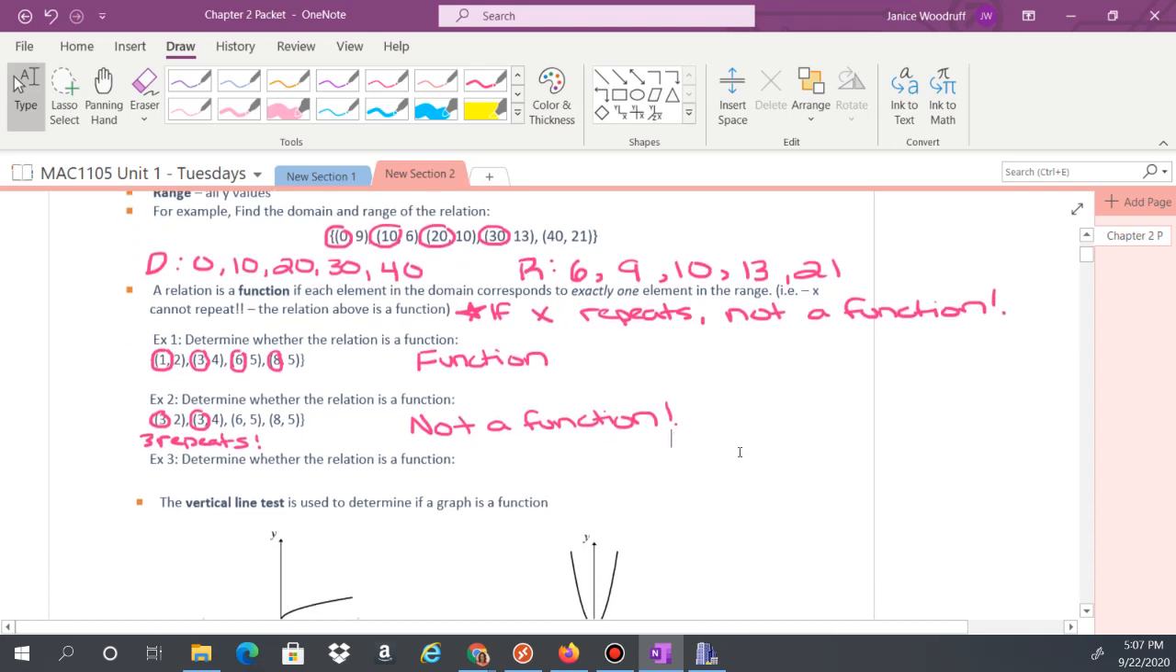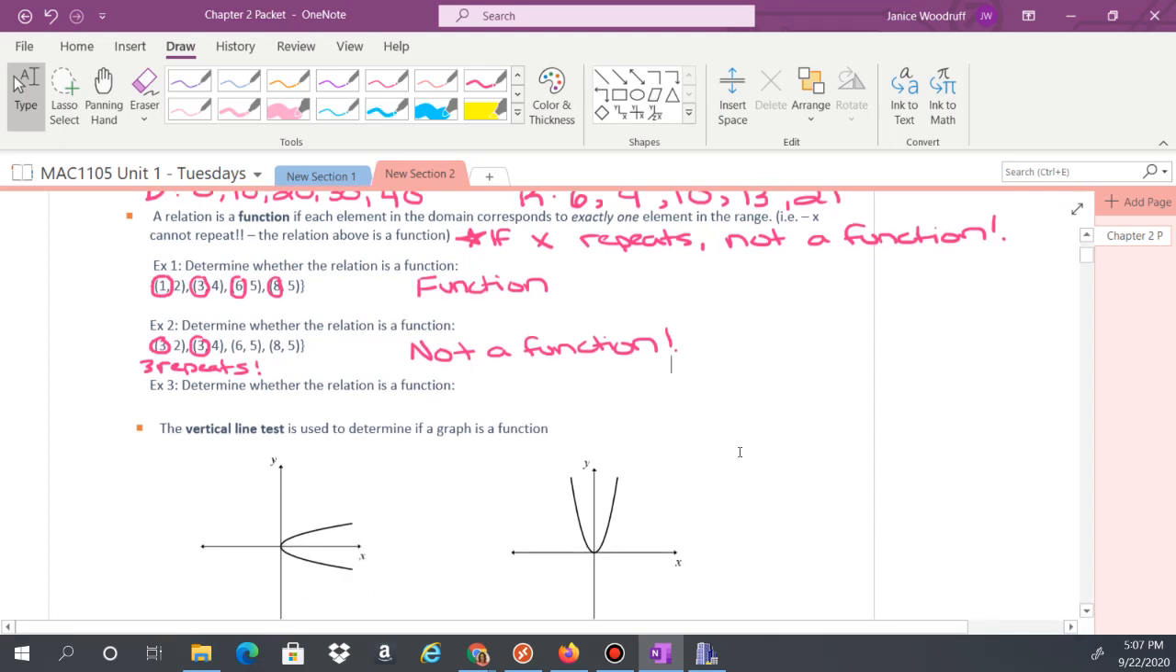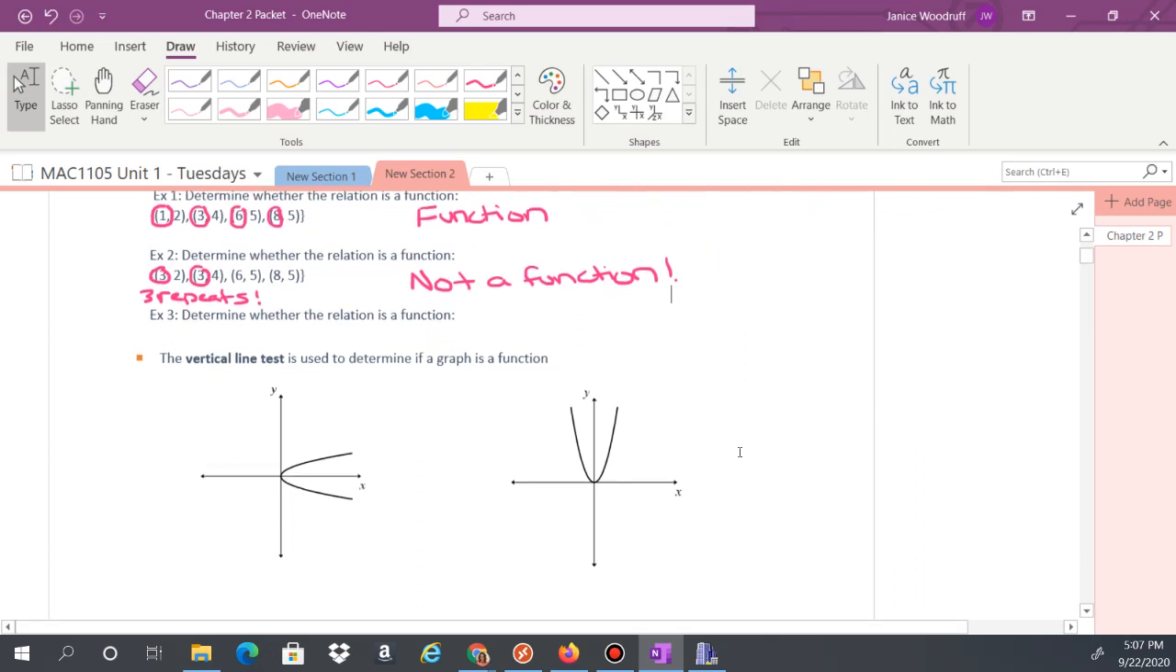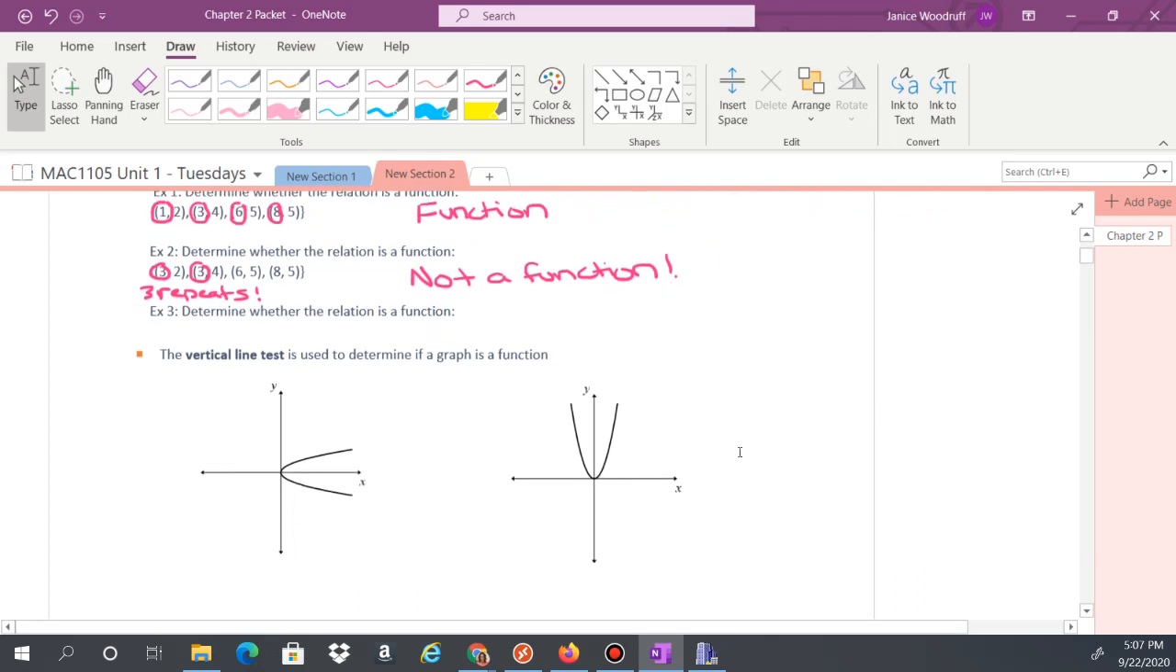Okay, then we can use something called the vertical line test to determine if a graph is a function. So what you're going to do is draw a vertical line through the graph. If the vertical line touches more than once, it's not a function. So a vertical line cannot touch the graph more than one time.